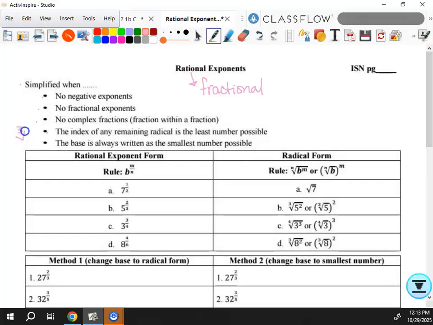So the index is like if it was a cube root, that 3, that's the index. So terminology, you know what we're talking about. And then the base is always written as the smallest number possible. So we'll go through and we simplify these, make sure all that stuff is true. So here's the rational exponent form, and here is the radical form.